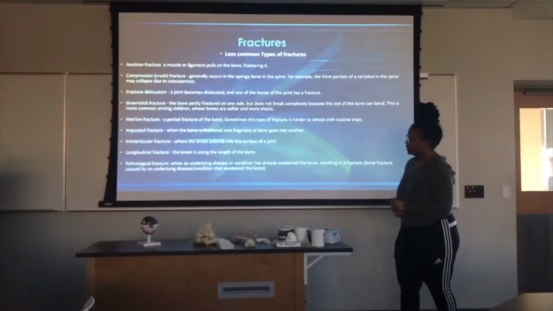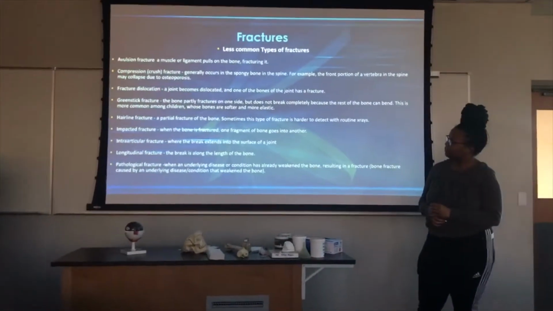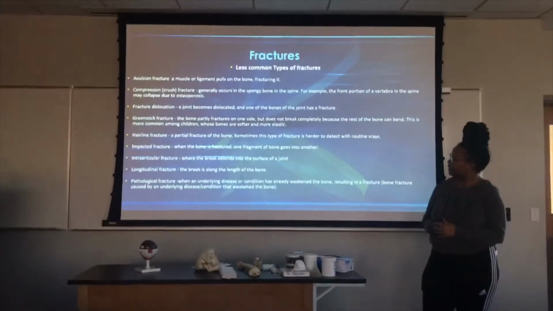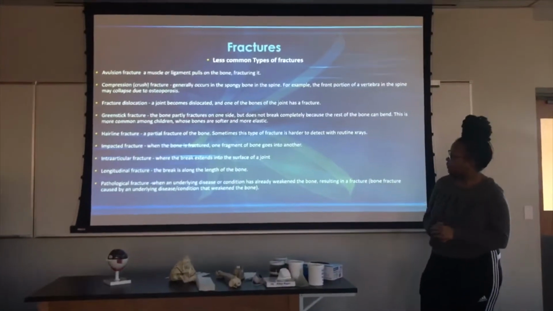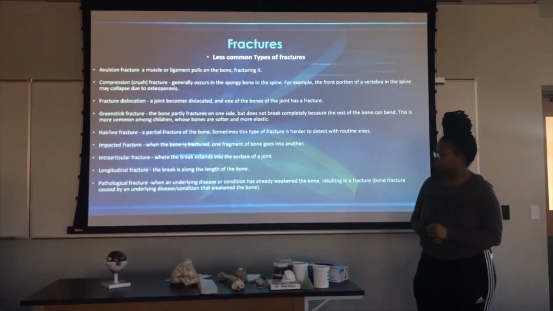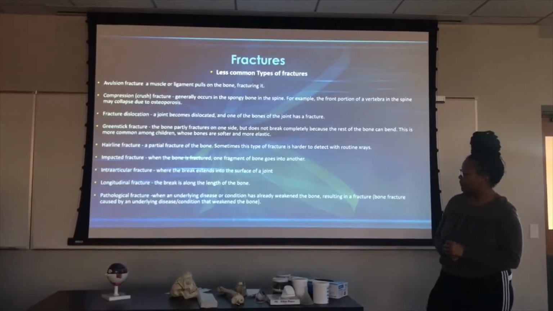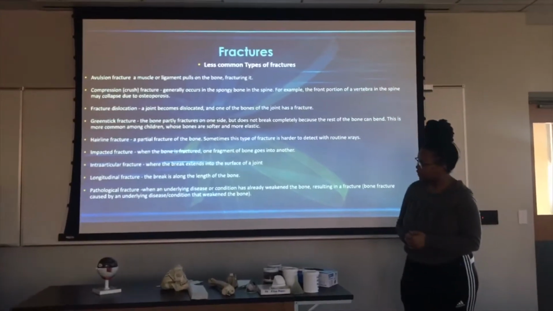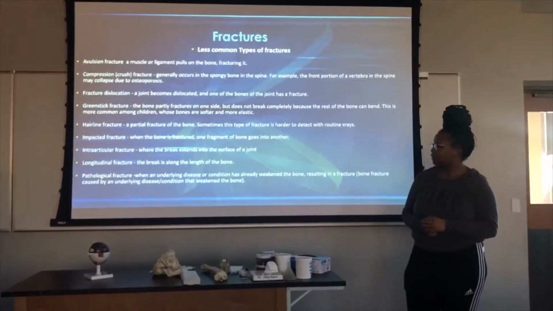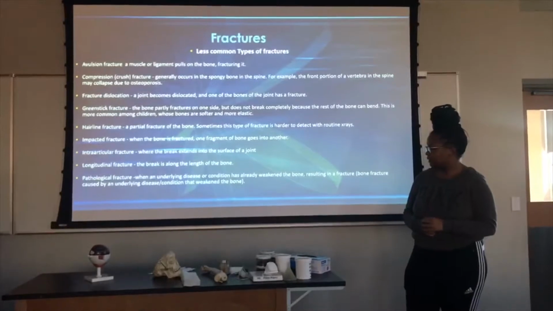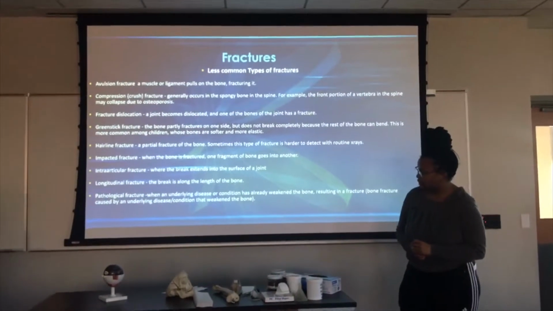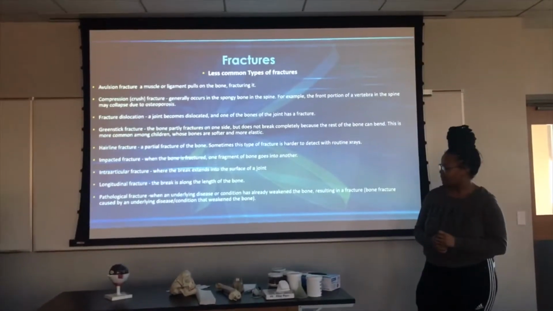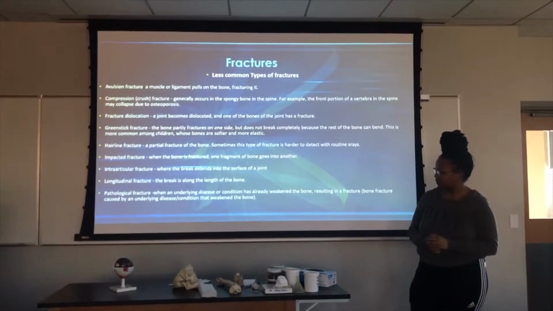A greenstick fracture is when the bone partly fractures on the side but does not completely break. A hairline fracture is a partial fracture of the bone. Sometimes this type of fracture is hard to detect with an x-ray. An impact fracture is when the bone is fractured and one fragment of the bone goes into another. And an articular fracture is where the break extends into the surface of a joint.